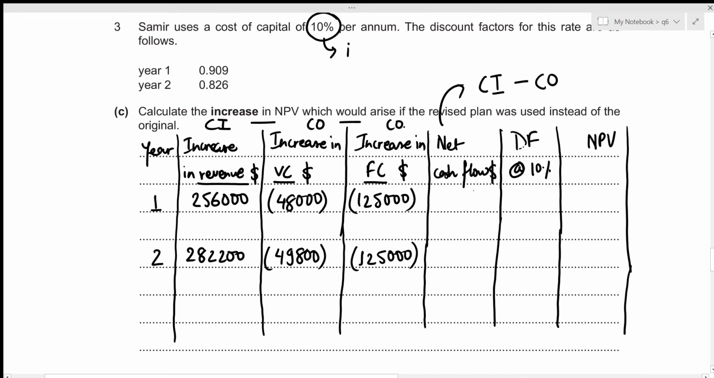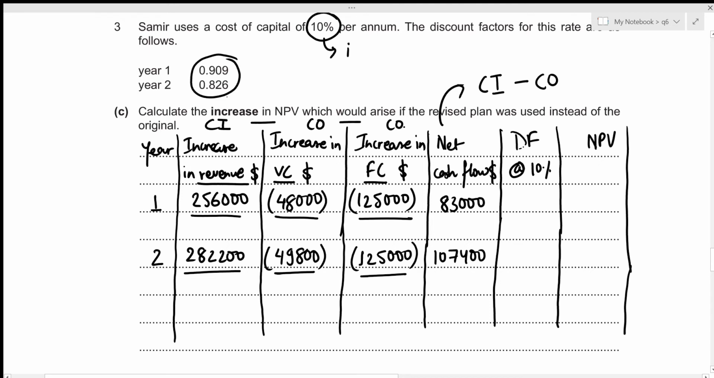So for year 1, the net cash flow is going to be 256,000 minus 48,000 minus 125,000, which results in the value of 83,000. And for year 2, that's 282,200 minus 49,800 minus 125,000, which results in the value of 107,400. Okay, now we need the discount factors, which is given in our additional information. For year 1, it was 0.909. And for year 2, it was 0.826.